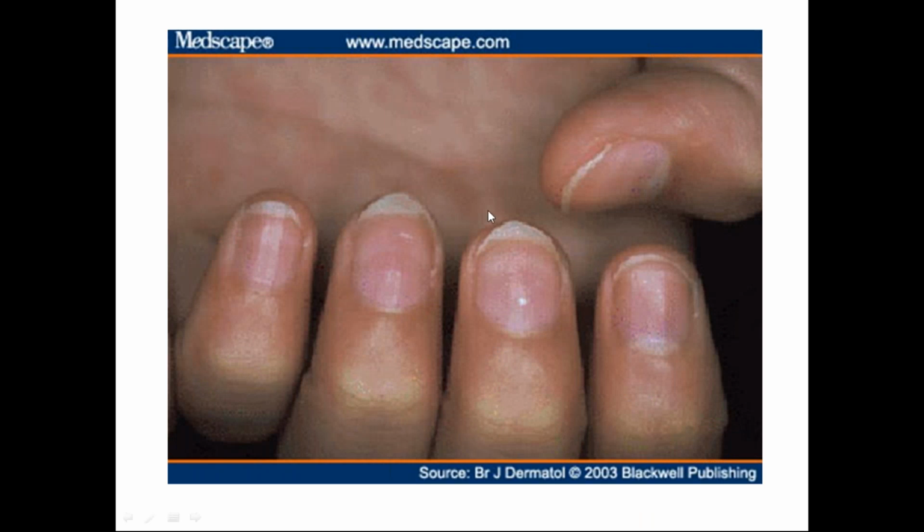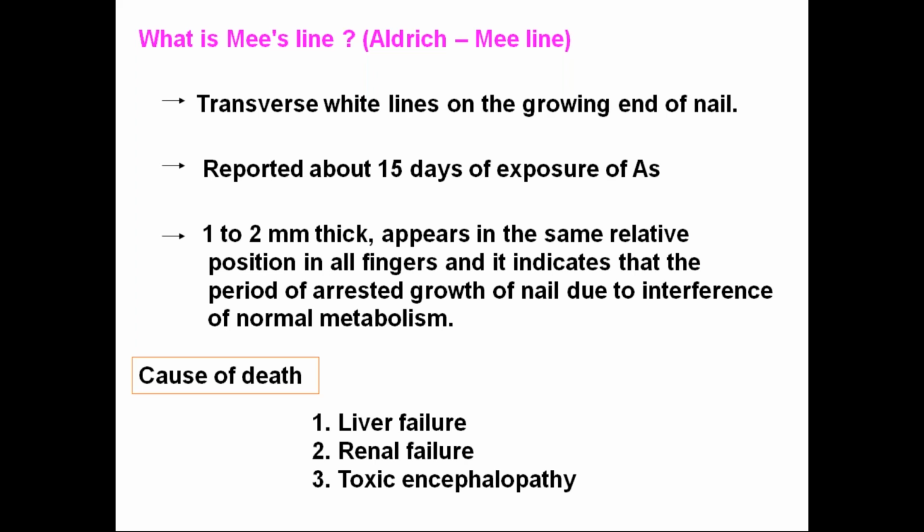So these are the Mees lines, white colored lines due to arrested growth because of the inhibition. So what is a Mees line? It is also called Aldrich-Mees line. It is the transverse white lines on the growing end of the nail, and it is reported about 15 days after the exposure to arsenic. It is about 1 to 2 mm thick and appears in the same relative position in all fingers, and it indicates the period of arrested growth of the nail, which is due to interference of normal metabolism.